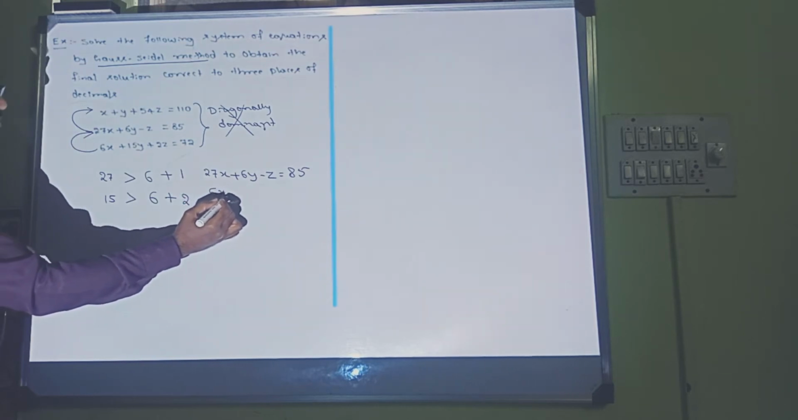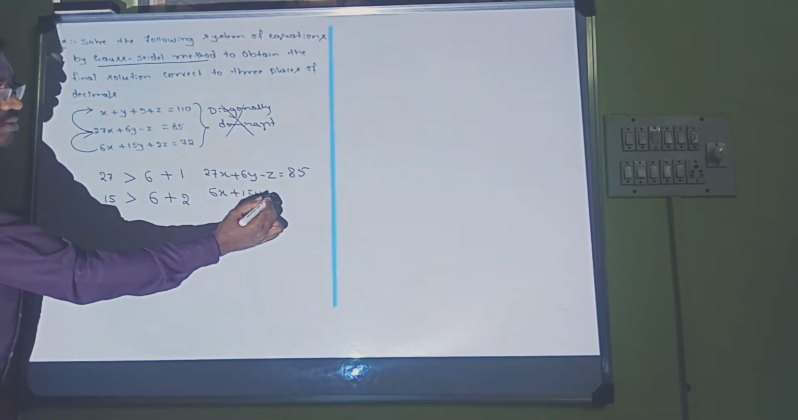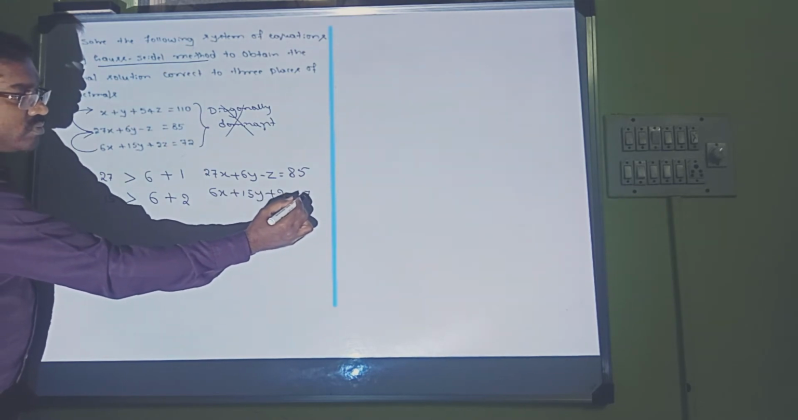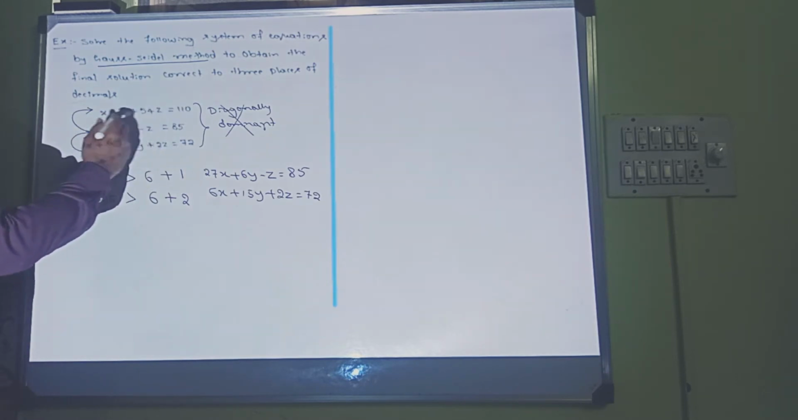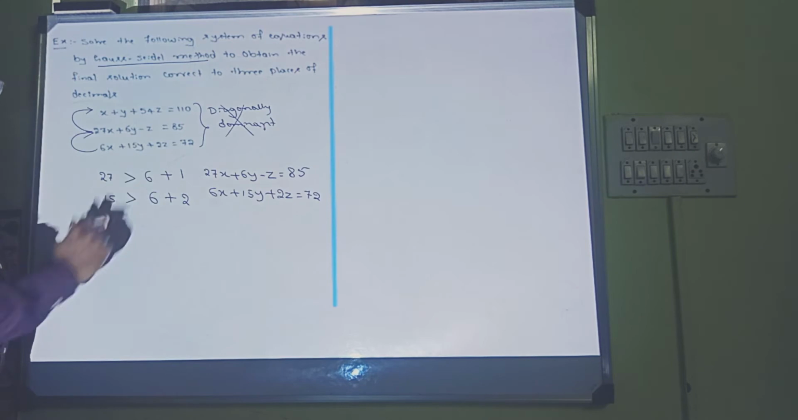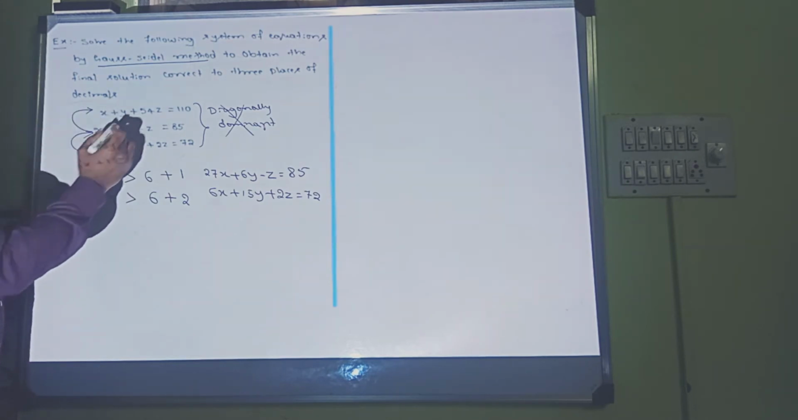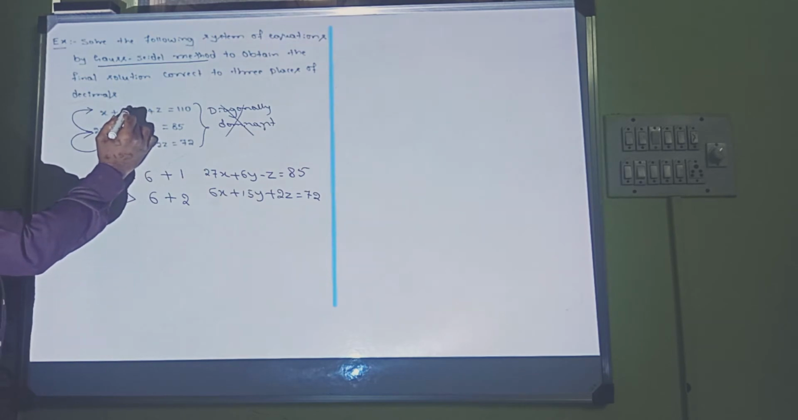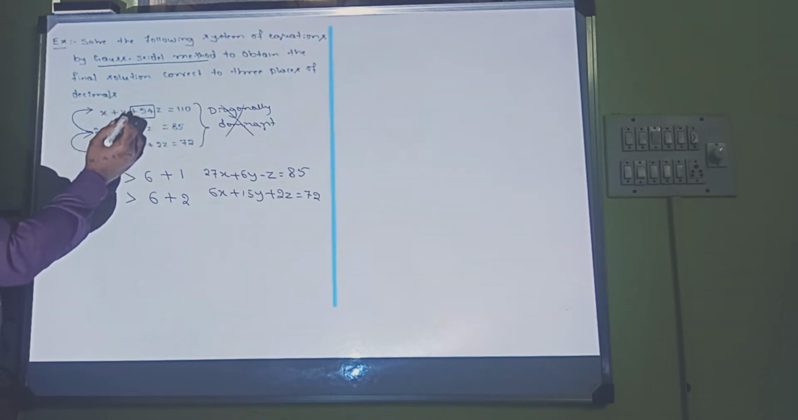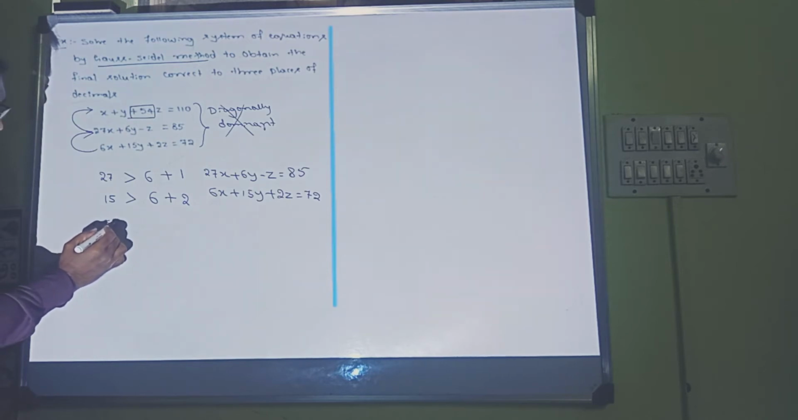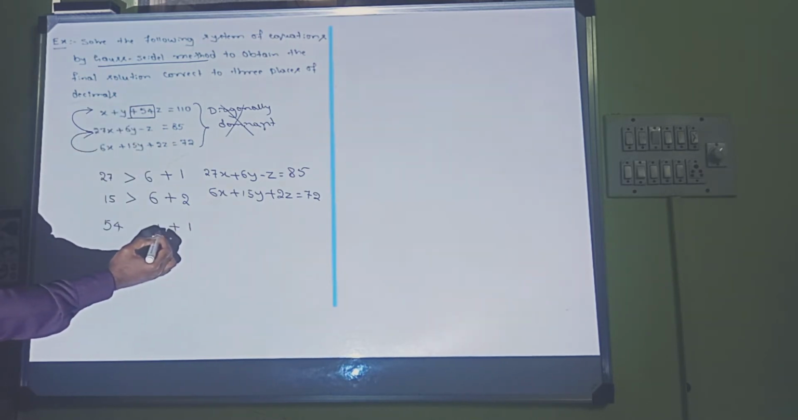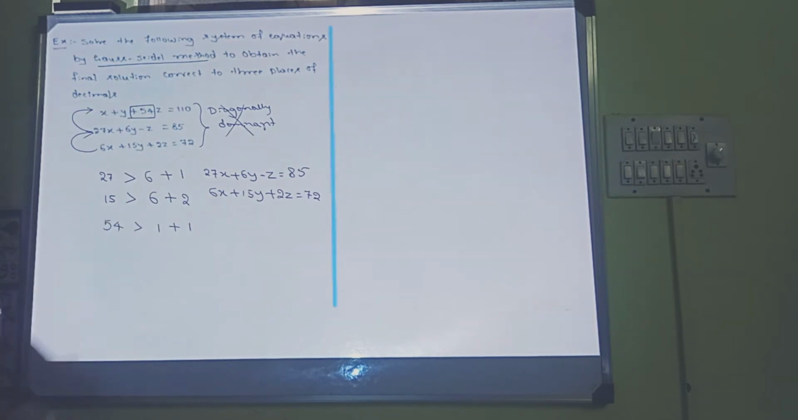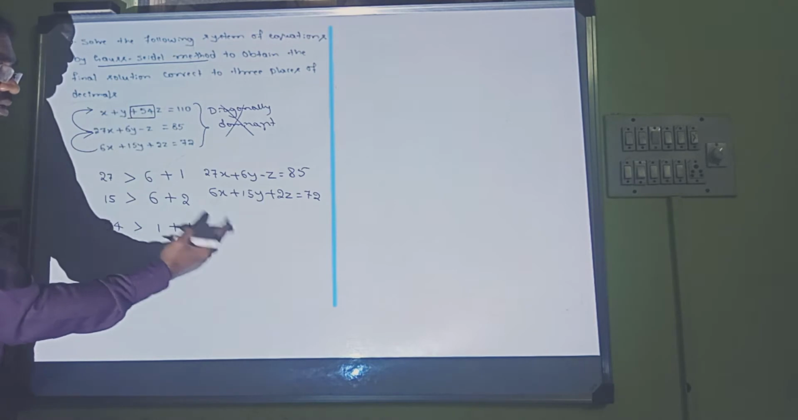Let us take this equation in the second place: 6x plus 15y plus 2z is equal to 72. Now the remaining equation obviously has to come in the third place. You can verify even here, the absolute value of 54 is 54, the absolute value of 1 is 1, and the absolute value of 1 is 1. Even when you add these two elements, still 54 is more. So this equation has to be in the third place.